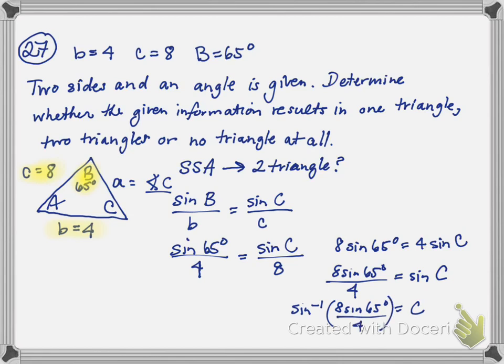Now your next step is to plug that into the calculator. When I plug that in, I get something that usually stresses students out. It says domain error for angle C. What that means is I don't have a triangle. So the answer is no triangle.